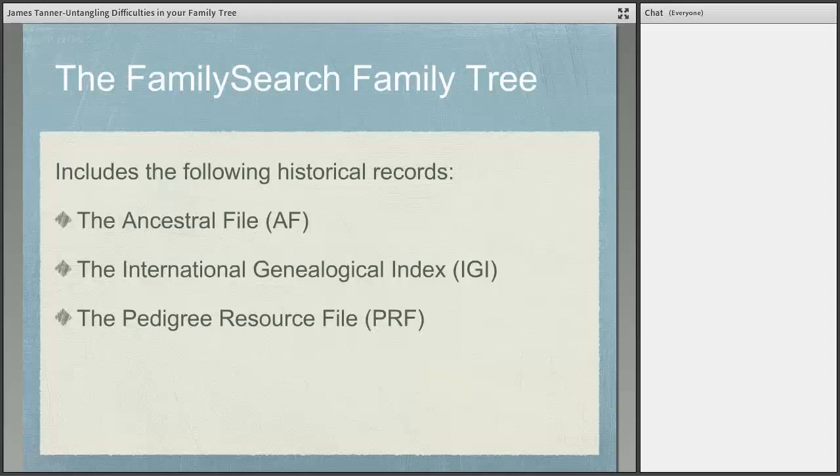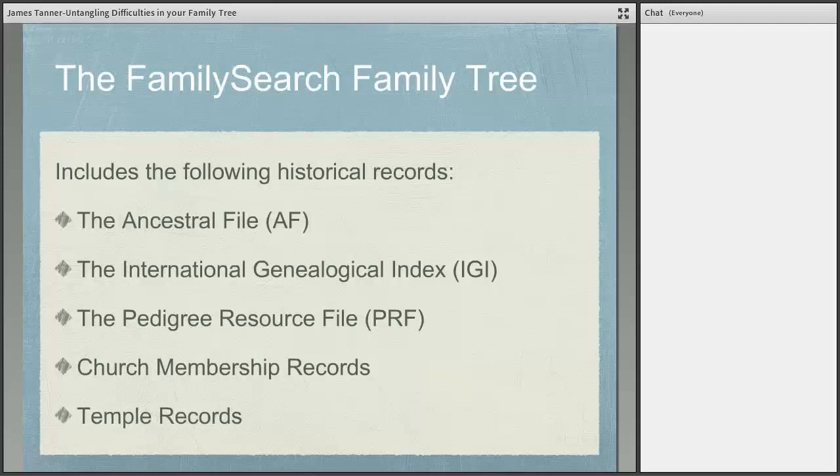Eventually, the CDs were replaced by DVDs, and this program is actually ongoing. So, as part of FamilySearch Family Tree, you can still upload your file and have it included in the pedigree resource file. About 60% or so of the pedigree resource file records were also included in the pile of records that went into the new.familysearch.org program. Fourth was the church membership records from the Church of Jesus Christ of Latter-day Saints. And last were the temple records from the Church of Jesus Christ of Latter-day Saints.